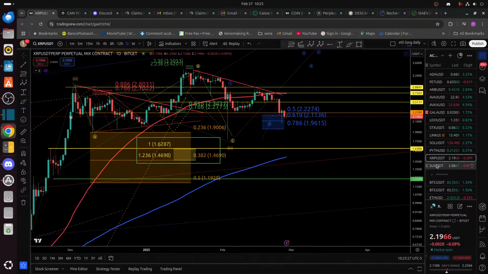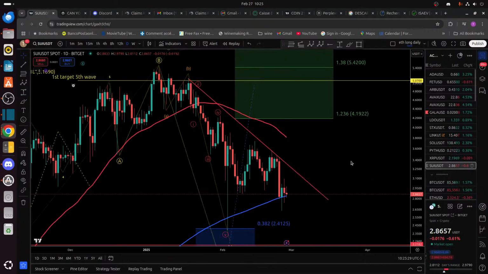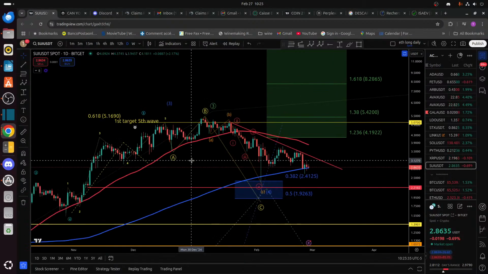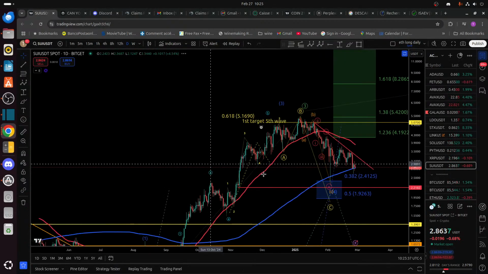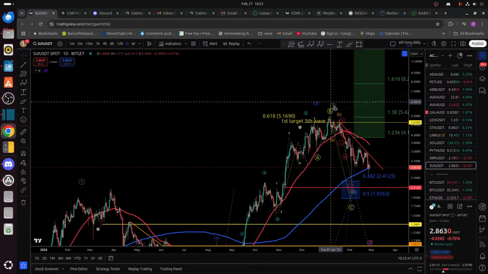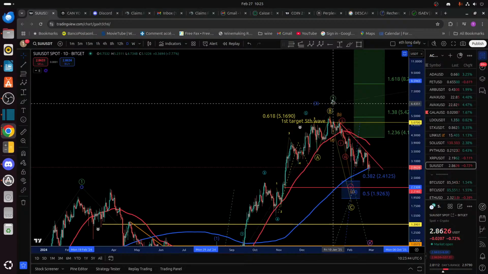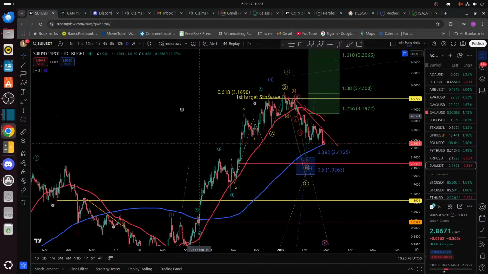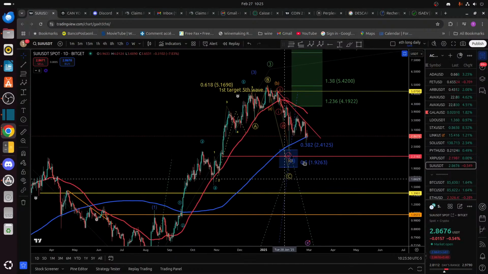What else? Sui. Okay, Sui now. It's one of the good coins out there, honestly. As you can see now, we do have a 5-wave up. I could count this as the top for this third wave in green, and now I'm waiting for this fourth wave.